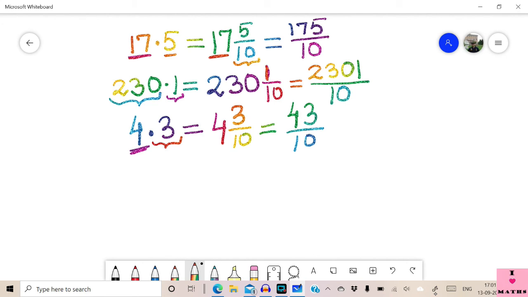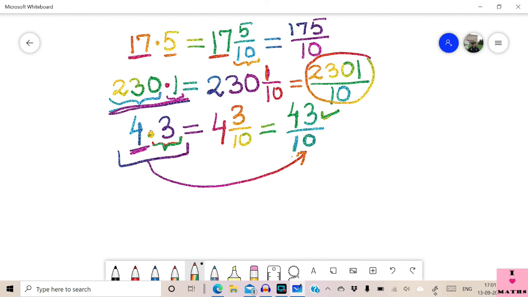Now children, when you have to change a decimal number into a fraction, there is a shortcut also. You just remove the decimal and write the number as the numerator. And after the decimal, if you have one digit, then you put 10 as the denominator. See, here also, in this number, we have removed the decimal and we have written the number as it is, and we have written upon 10. We have written 10 as the denominator since after the decimal there is only one digit.